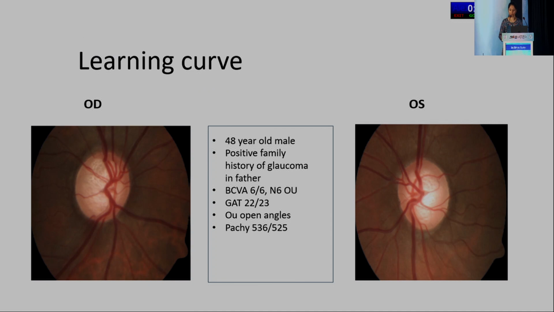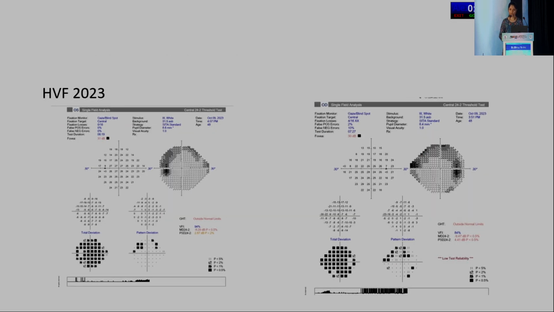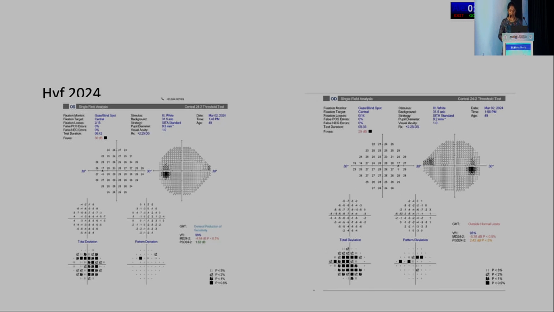Learning curve is another common field artifact that we see. It's a disc photograph of a 48-year-old male open-angle glaucoma patient showing inferior notch and inferior rim thinning in the right eye with corresponding nerve fiber layer defects, and a similar picture in the left eye also. This was the first field done in 2023 showing defects in the superior arcuate area. The same person, after 6 months, repeat fields showing reduction in the number of the defects, though there are some superior defects in the right fields.